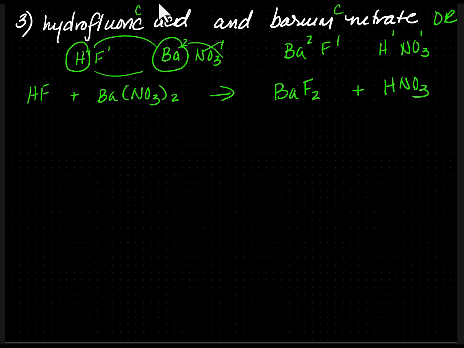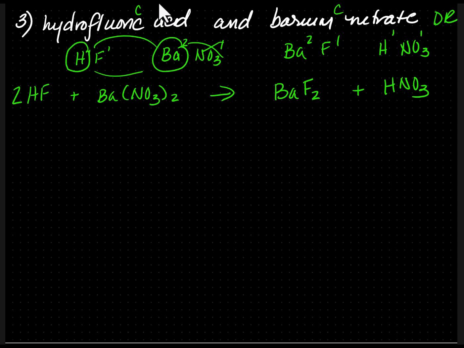To balance, I have 2 fluorines on the right side, so I need a 2 in front of HF. This causes H to have 2, so I need a 2 in front of nitric acid. And so there's 2 NO3s, 2 NO3s on the left side, 1 barium on both sides. So this is balanced. So we just wrote the molecular equation.